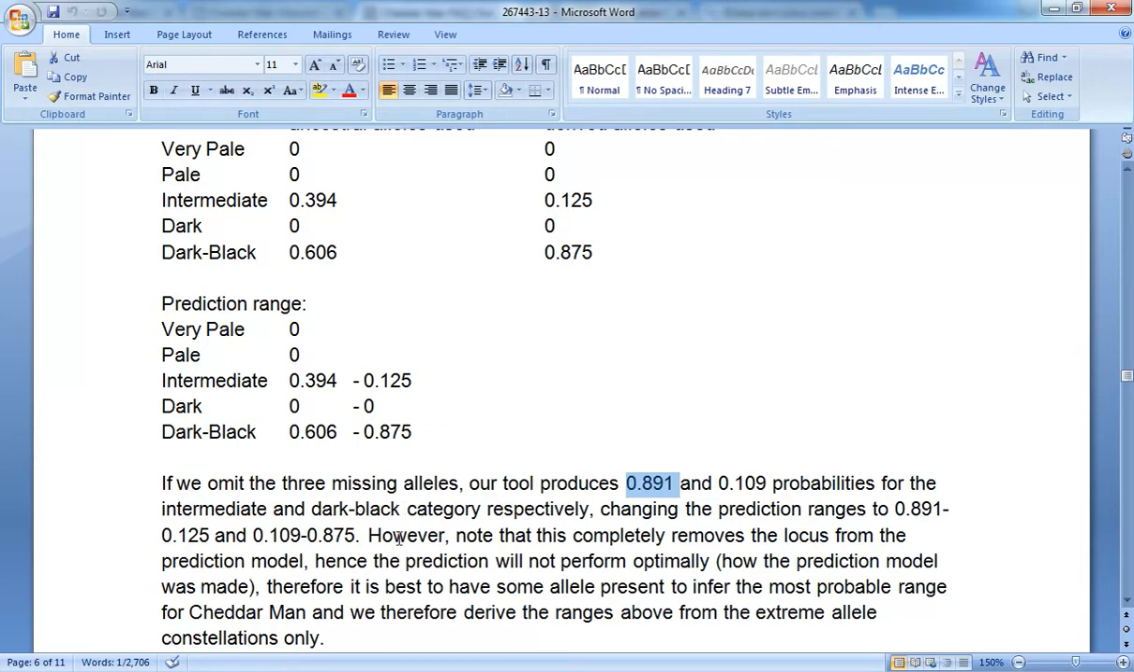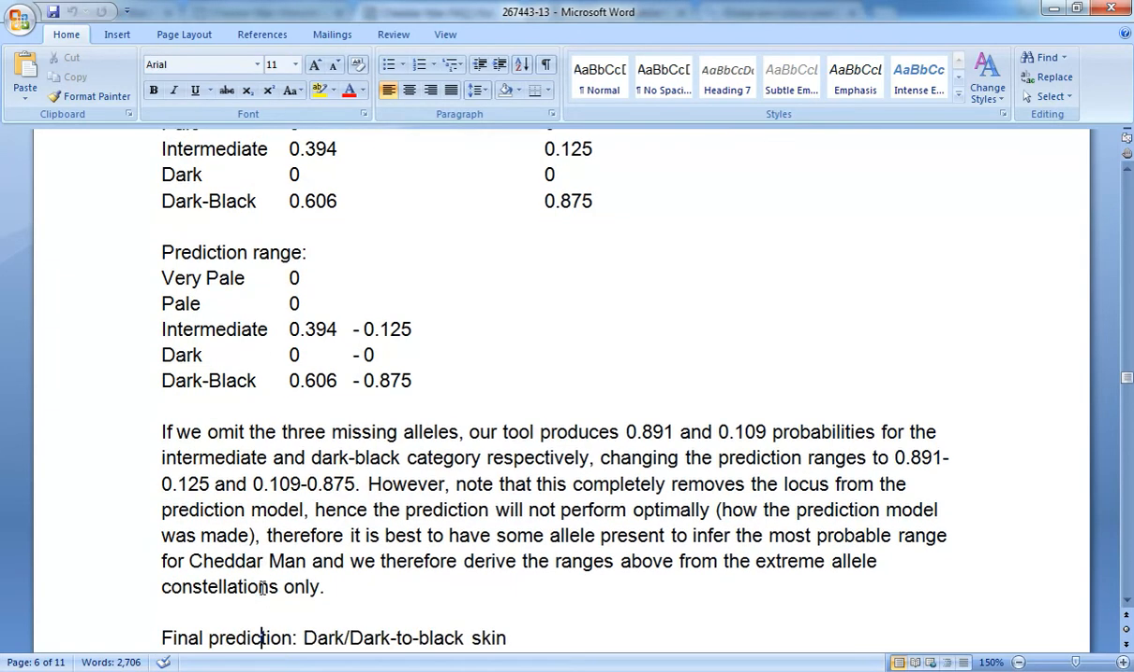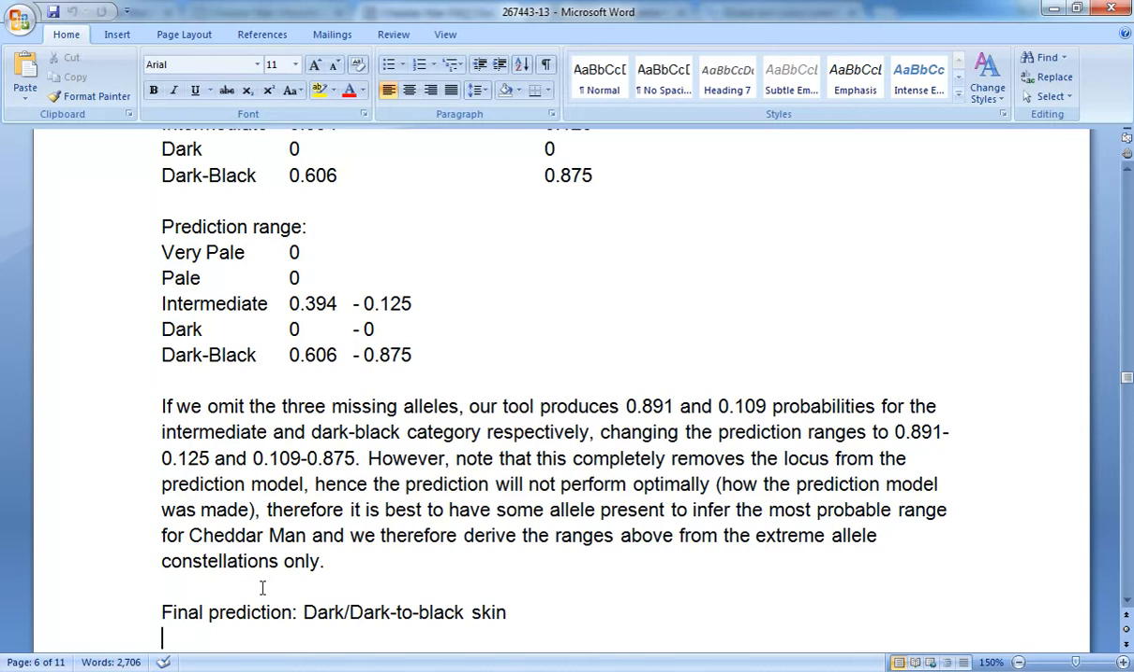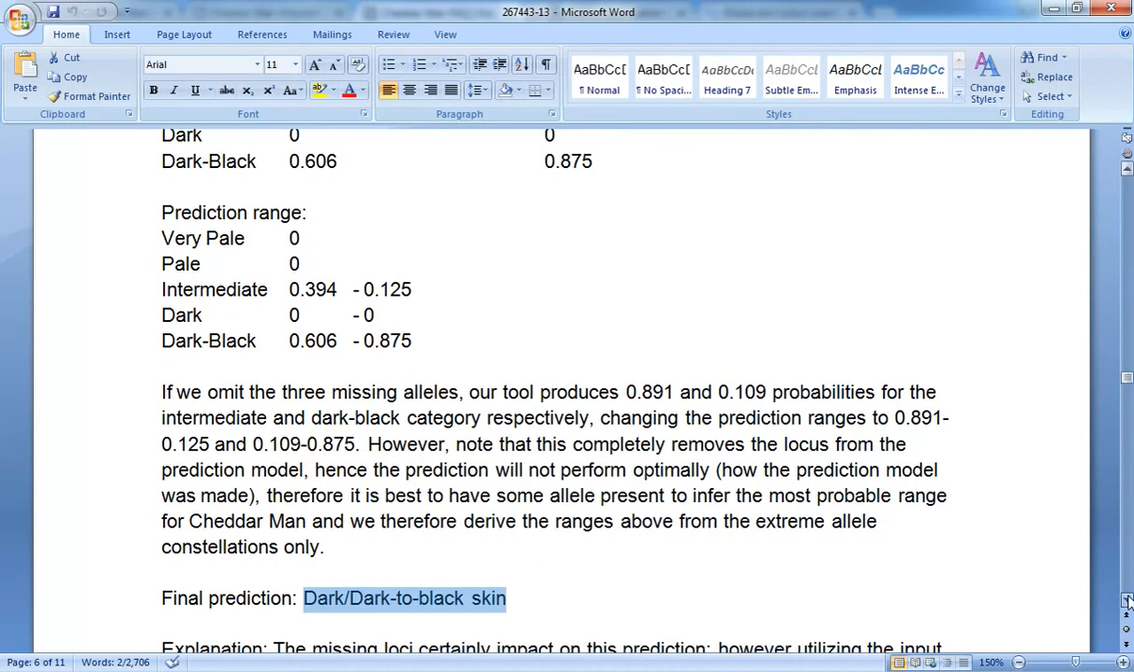However, that's a big no-no, because, it says it right here, this completely removed the locus from the prediction model. Now the prediction model is bad. Well, we know it's already bad, because that's a 26% sensitivity for predicting people with intermediate skin color. But now they're saying, okay, maybe it's not the best thing, therefore it's best to have some allele present. But they still make the final prediction to be dark and dark to black skin. That's what these people were referring to when they said the last two. But this prediction is wrong, because it should have been intermediate to dark to black, because you have a missing thing right here. And they talk about it in the explanation.